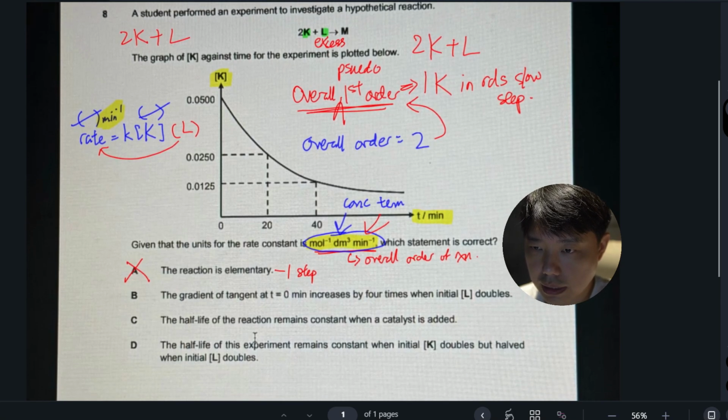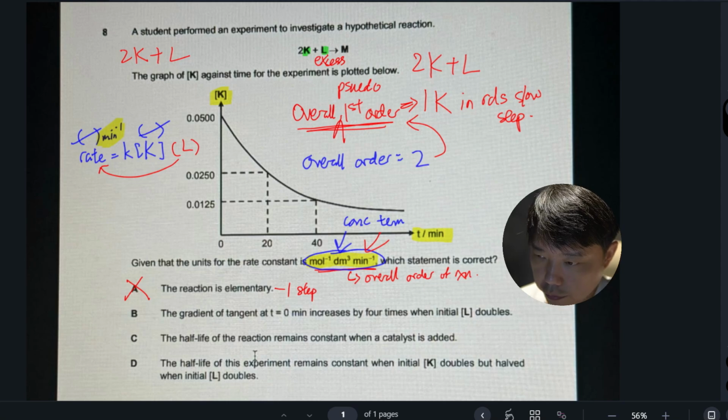Okay, let's look at the second option. The gradient of tangent at t equal to 0 increases by 4 times when initial concentration of L doubles. Is this for like what, second order? Second order. If L is second order, concentration doubles, the rate will quadruple. But we know that that is probably not the case. So this option is out because L is in excess.